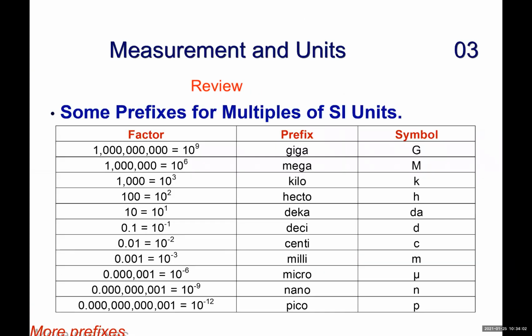And then we talked about prefixes. We said that these prefixes can come before any unit. It can come before liter or meter or grams, and they have certain meaning. So we said giga, if you say gigawatt, it means 10 to the power of 9 watts. And if you say microgram, you mean 1 millionth of a gram. And you use the letter mu for that.